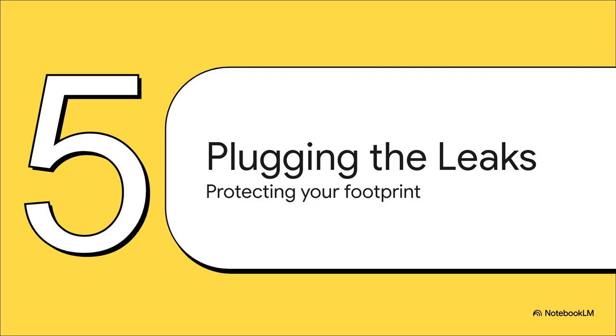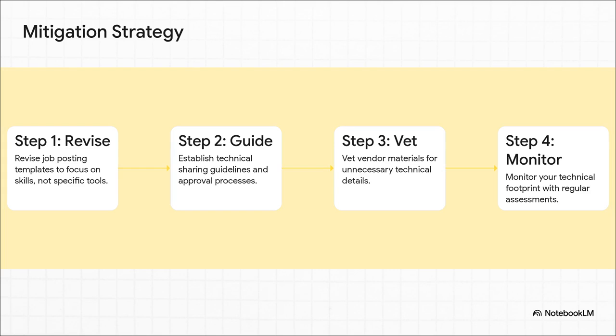So, now for the most important question. What can you actually do about all this? Let's break down some really practical steps for plugging these leaks and taking back control of your company's digital story. There are really 4 concrete things you can do, starting today. First, overhaul your job posting templates. Instead of saying you need experience with security tool version 3.2, ask for experience with enterprise vulnerability scanning tools. See the difference? You're focusing on the skill, not the specific tool.